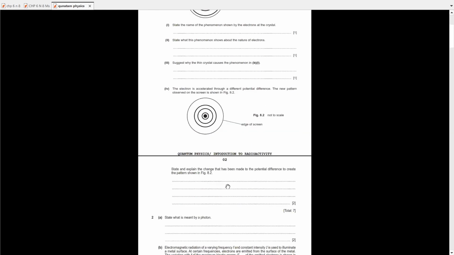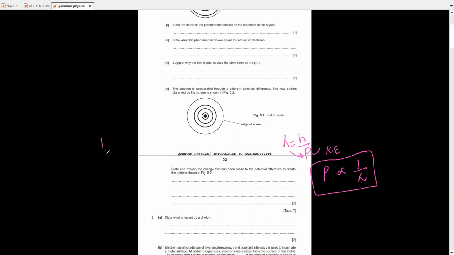The question they have asked is: state and explain the change that has been made to the potential difference to create the pattern shown in this figure. If we get back to the portion where we discussed the de Broglie wavelength, we discussed h over p. Here, momentum is related to the kinetic energy. This means that momentum and de Broglie wavelength have an inverse relationship.